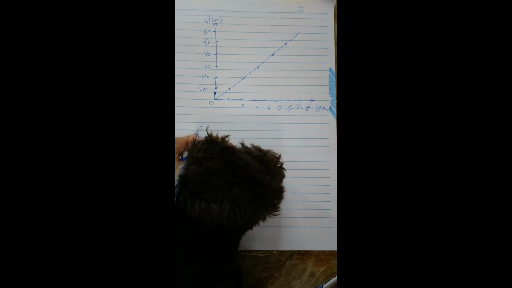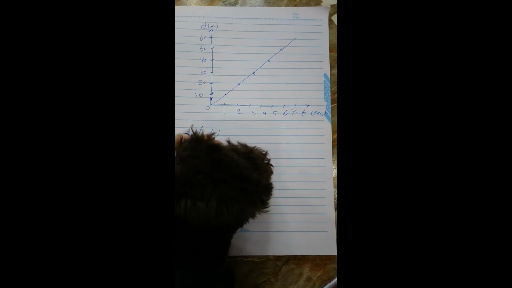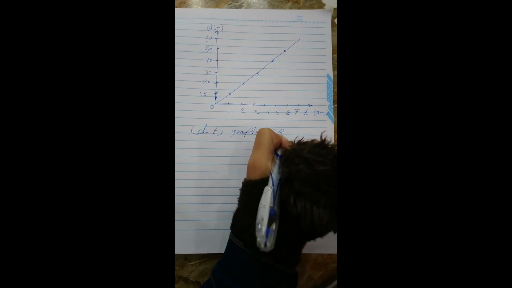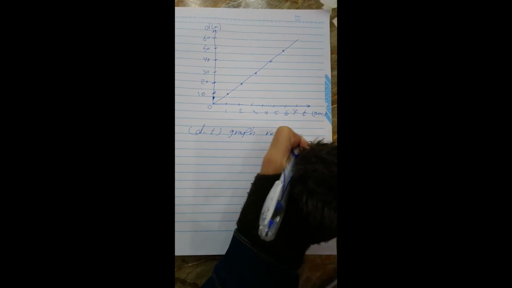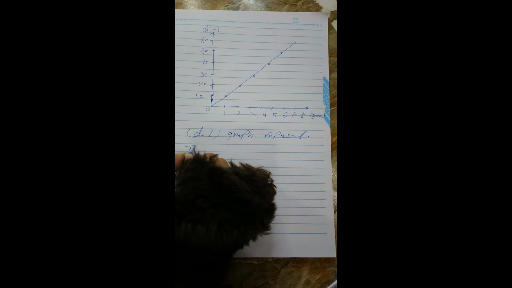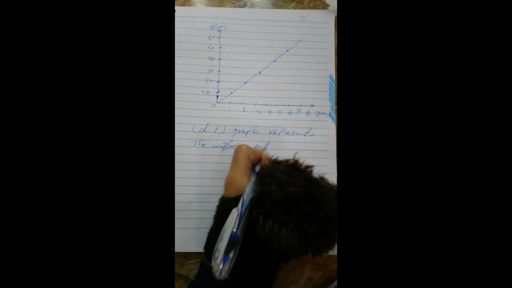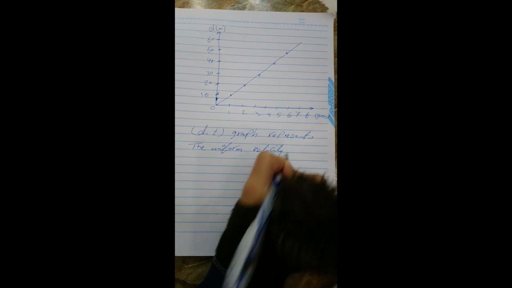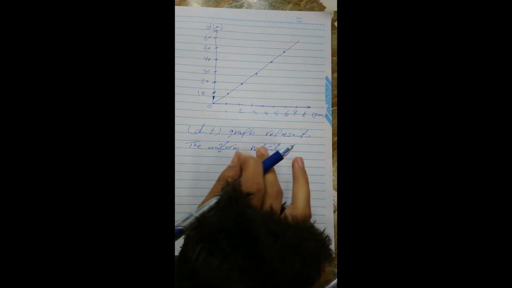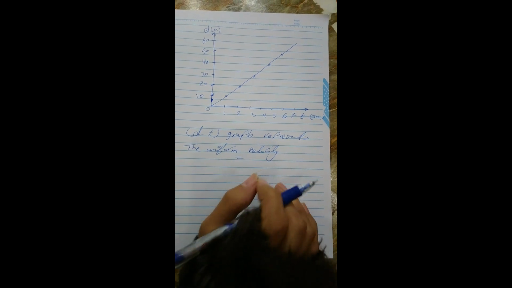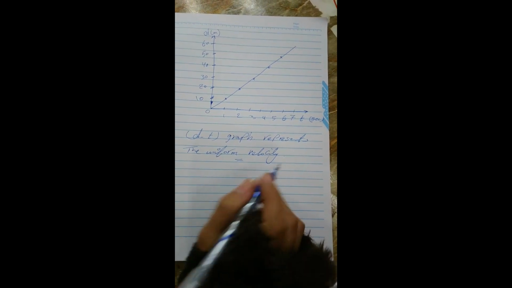Then the displacement-time graph represents the uniform velocity. Why does it represent the uniform velocity? Because the body covered equal distances in equal periods of time.